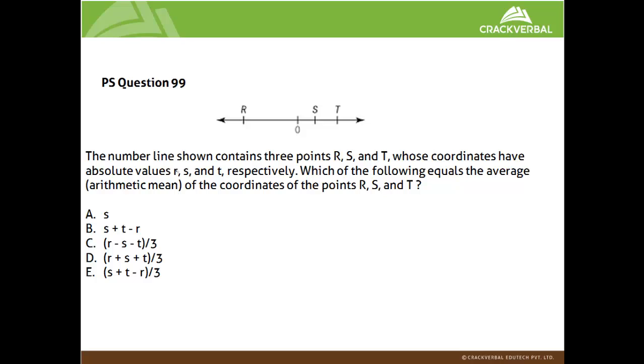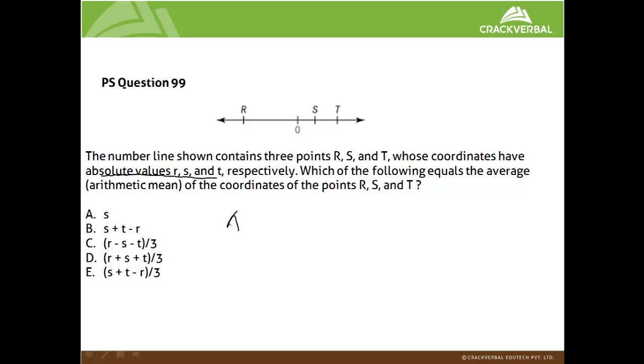If you look at this question, they have given us a number line where there are points R, S and T. The question says the number line contains points R, S and T whose coordinates have absolute values r, s and t respectively. Which of the following equals the average of the coordinates of the points R, S and T?